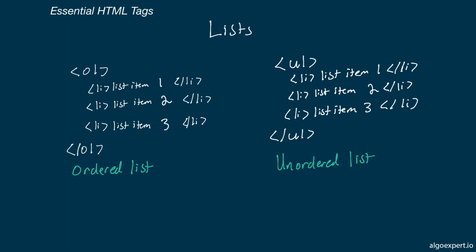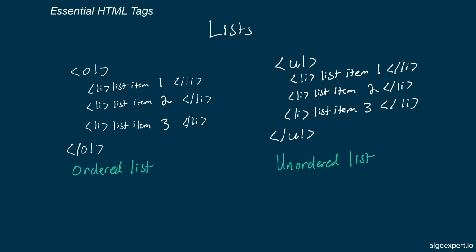Next, we have lists, and lists allow us to list out information. And there are two main types of lists, ordered and unordered lists. So an ordered list uses the ol tag for an ordered list. And this tag has children that are list items, or li tags. These are the only children that an ordered list can take. And each li tag is one item in this list.